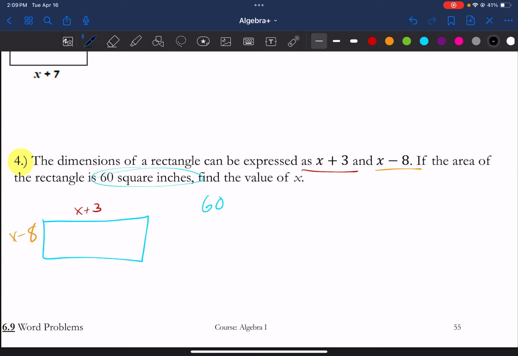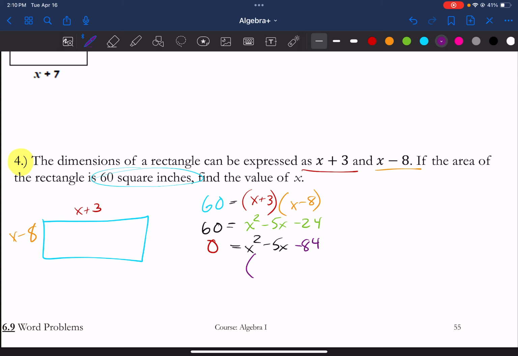So 60 equals, well, it's x plus 3 length times the width, x minus 8. I can't just solve this because remember, this is not 0. I actually need to go out and FOIL it. So 60 equals, once I FOIL it, I'm going to get x squared minus 5x minus 24. I can complete the square by bringing the 24 over, set up a perfect square trinomial, or I can factor, go from there. What I'm going to do is factor it because if I bring 60 over, I get 0 equals x squared minus 5x, and I'll get a negative 84.